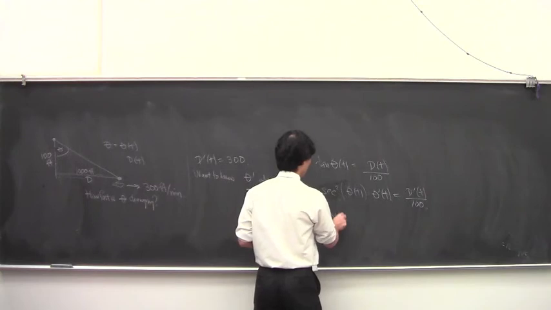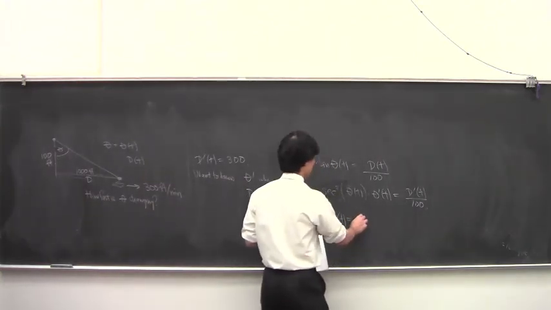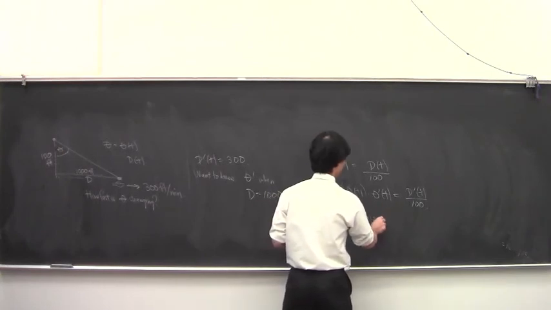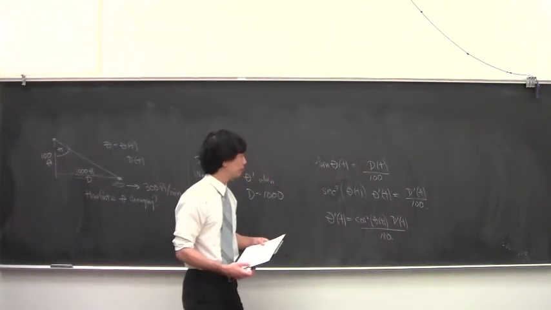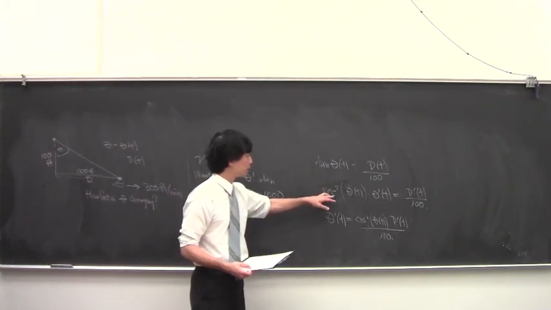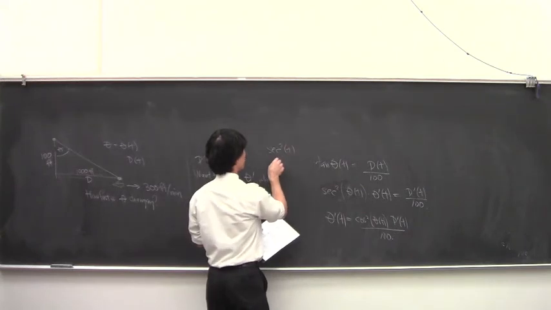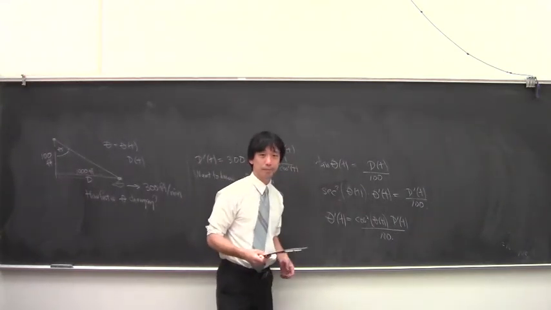So theta prime is the cosine squared of theta times d prime over 100. I'm just going to move this to the other side. Secant is 1 over the cosine, so secant squared is the same thing as 1 over the cosine squared. So I'm just going to multiply both sides by cosine squared.